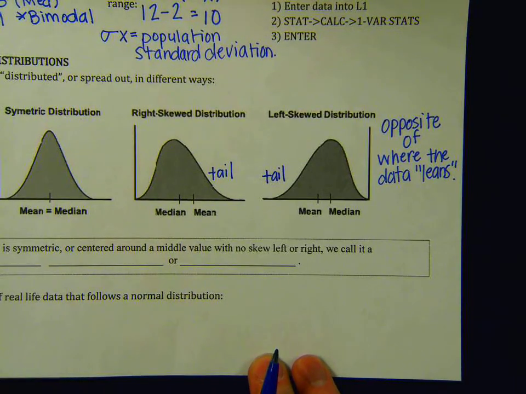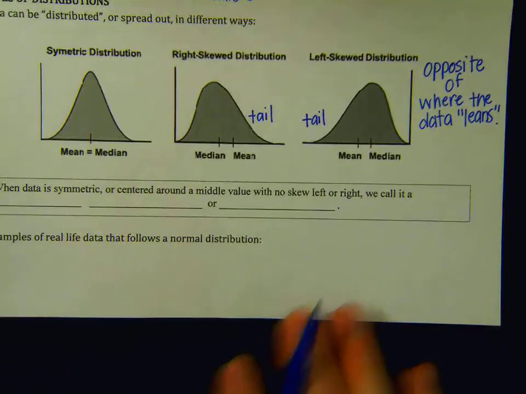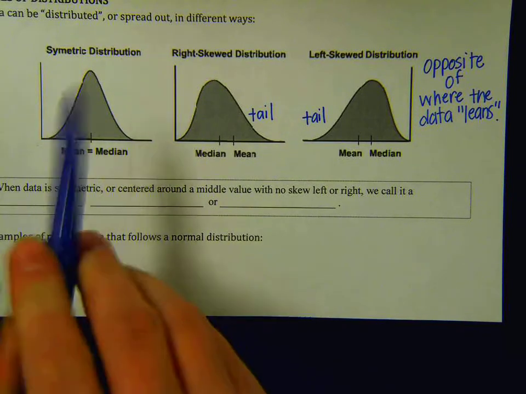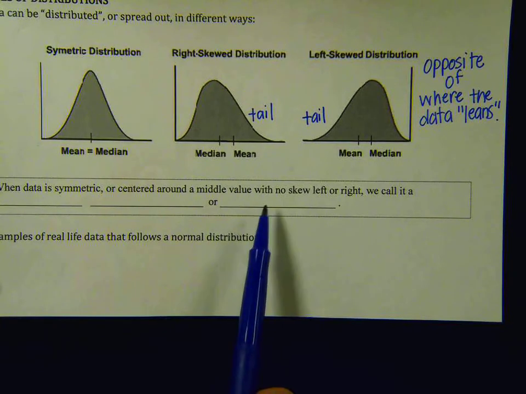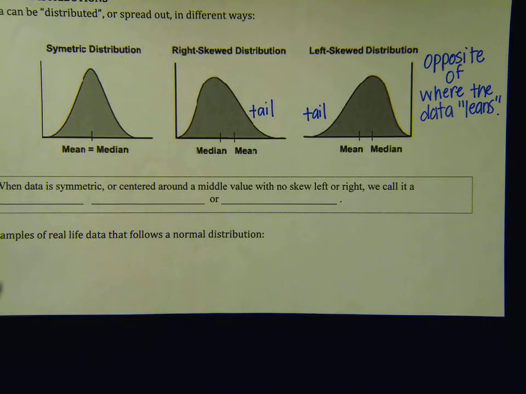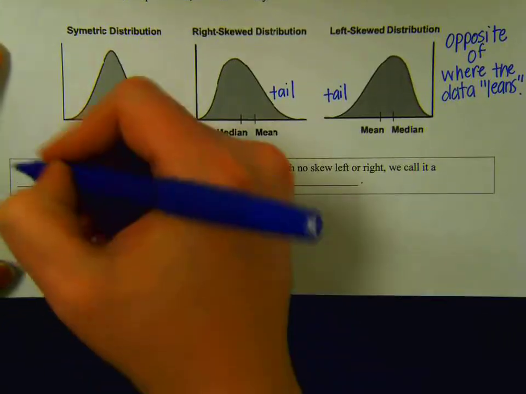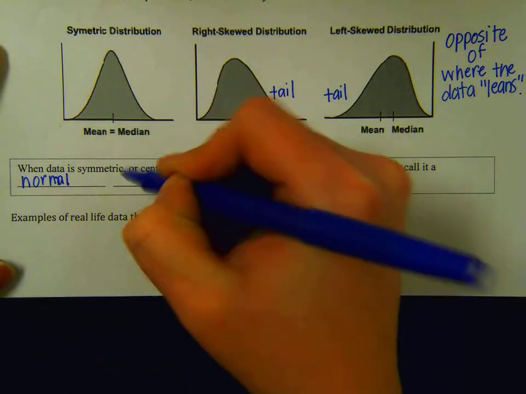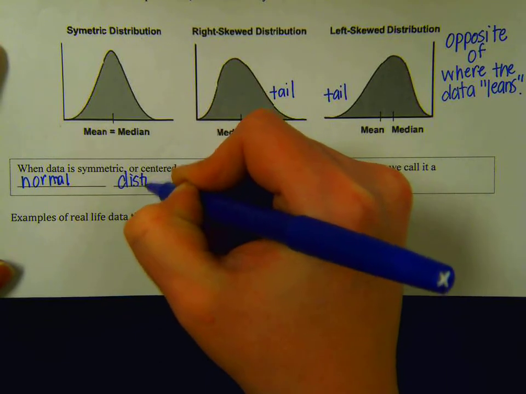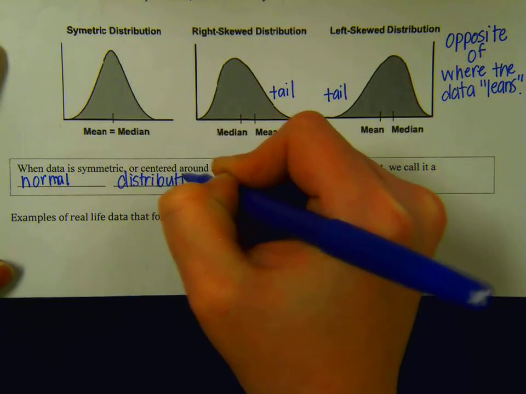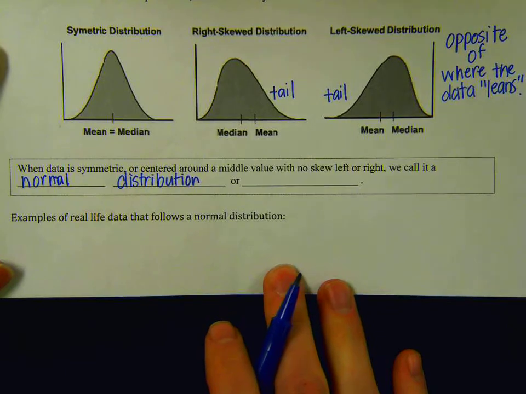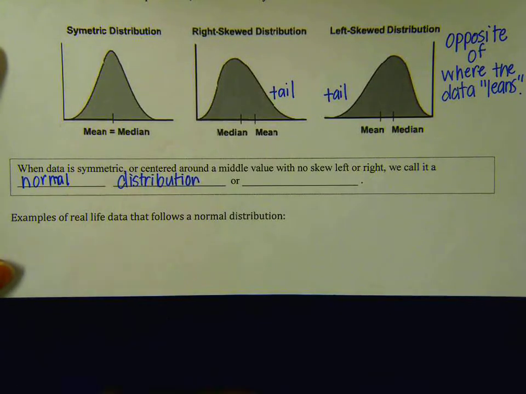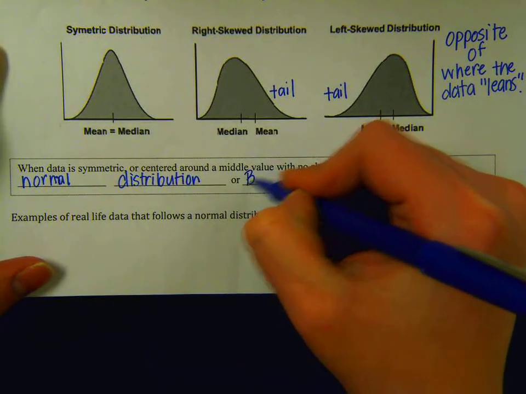Okay, so now that we've looked at the types of distributions, when data is symmetric or centered around the middle, so that's this first one, everything's centered right in the center here, with no skew left or right, we call it a normal distribution, which is kind of the whole point of this set of notes. Remember, our objective was to figure out what the normal model is, and right here, this is my normal model, the symmetric distribution. And again, like I said, we call it a bell curve.